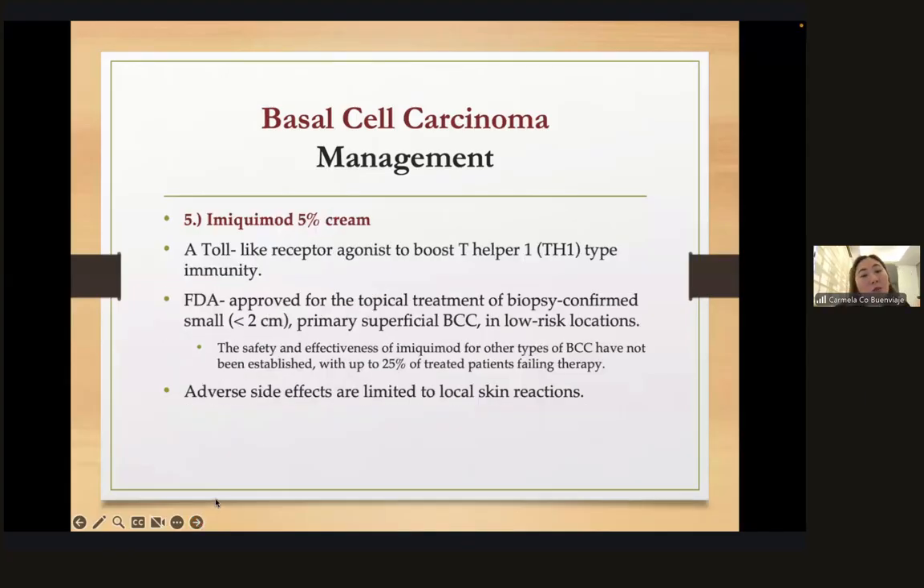Okay, next would be imiquimod 5% cream. It's a toll-like receptor agonist to boost T helper 1 or Th1 type immunity. It is FDA approved for the topical treatment of biopsy-confirmed and small, meaning less than 2 cm, primary superficial BCC in low-risk locations. So the safety and effectiveness of imiquimod for other types of BCC have not been established, with up to 25% of treated patients actually failing therapy. Adverse side effects are limited to local skin reactions.